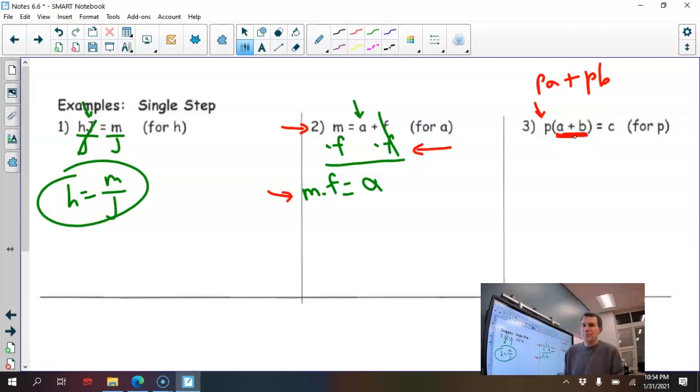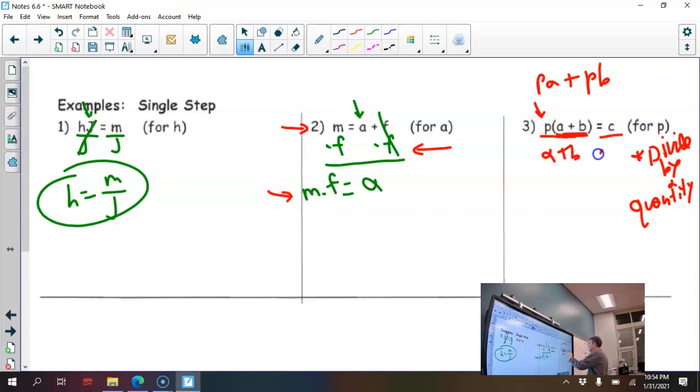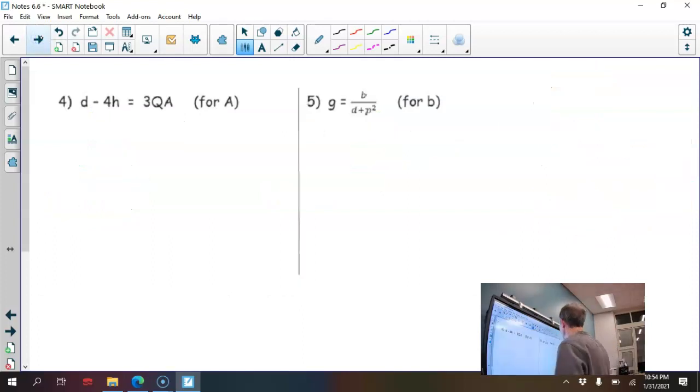So if your variable has been multiplied by a quantity, it's okay to divide by a quantity. Divide by a quantity. Please write that down. So in this case, you would be dividing both sides by a plus b. And that literally cancels out the a plus b, and you get p equals c over a plus b, right? All right, that's the first thing I want to make sure you understand.